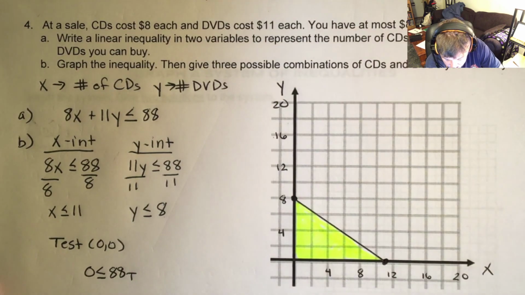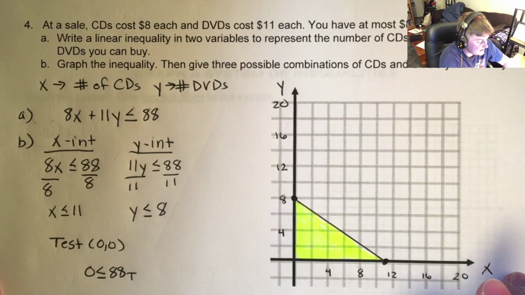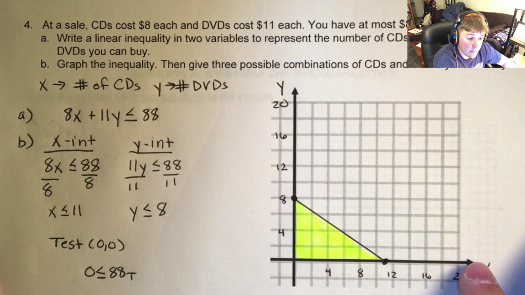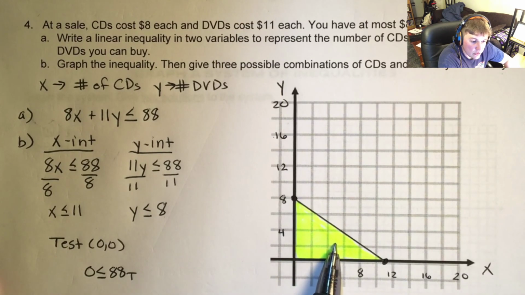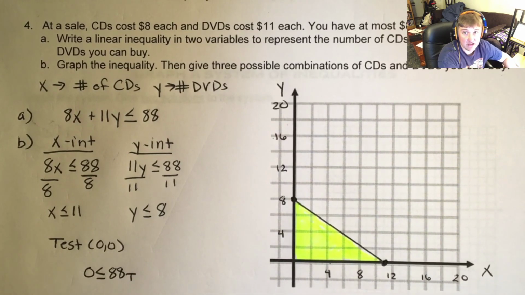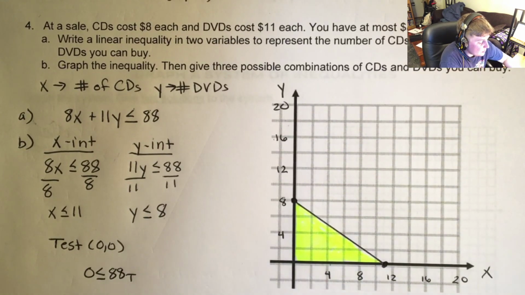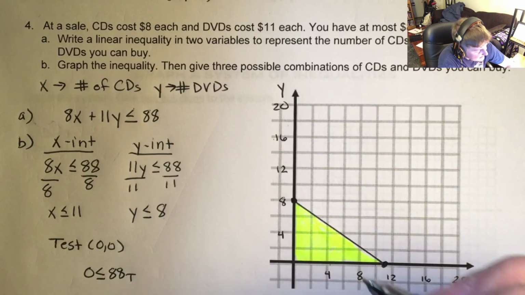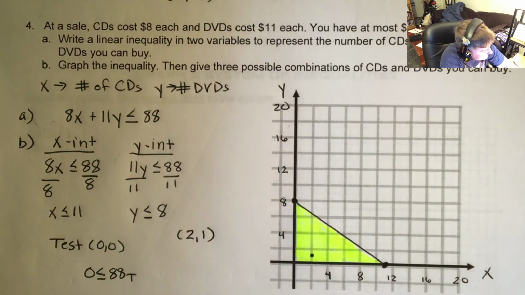Okay, so then the last thing we need to do is give 3 possible combinations of CDs and DVDs. This would be another example of where, for example, 4.5, 2.5 is mathematically a solution, but it doesn't make any sense in this problem. We're looking for whole numbers. You can't buy half a CD. If you were to take a CD and break it in half, it would not be usable anymore. So we want to pick whole numbers that work. So for example, like 2, 1. That would be a solution.